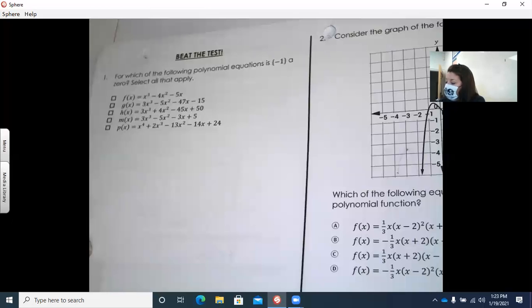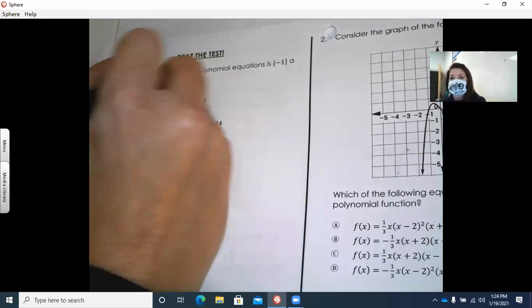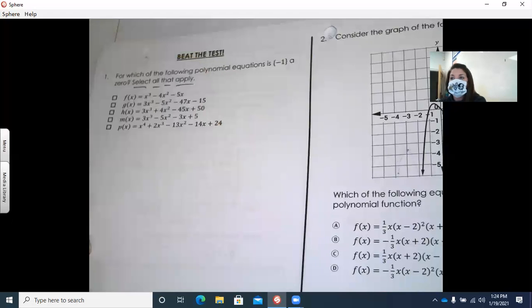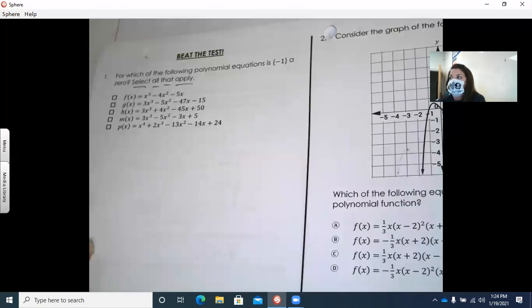So for which of the following polynomial equations is -1 a 0? Select all that apply. Do we just guess and check? Am I going to give you credit if you just put check marks and they're correct? No, you got to prove it. How? And it says select all that apply, right? So does that mean there can be more than one? Okay. How am I going to prove it? Plug -1 in, and how do I know? The result will be what? 0. And if the result's 0, then I'll check the box because it'll mean it's a 0, okay?